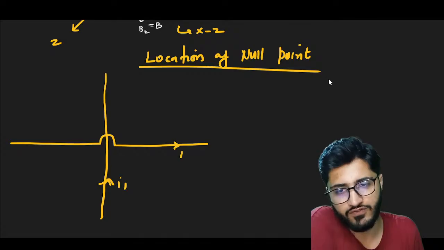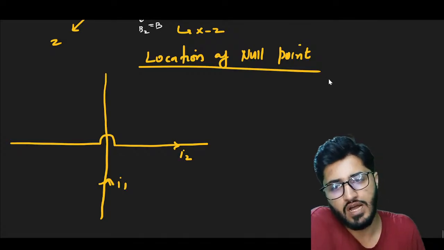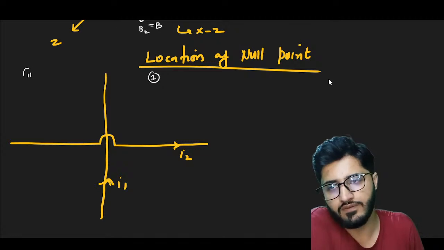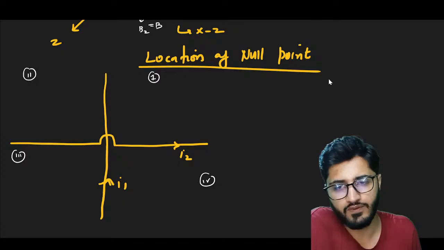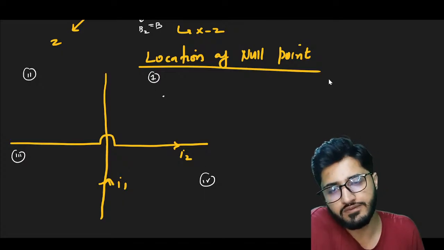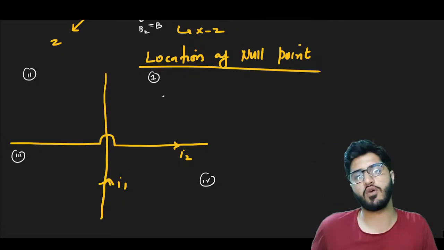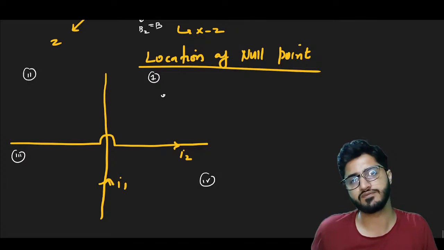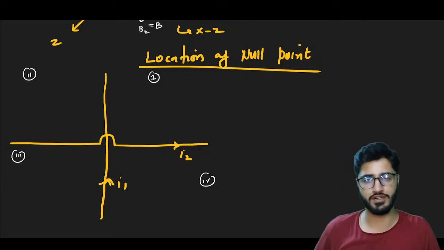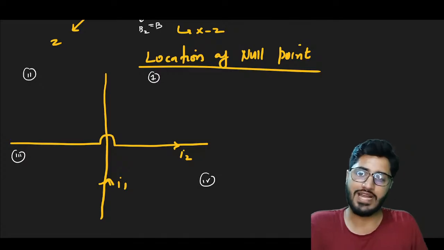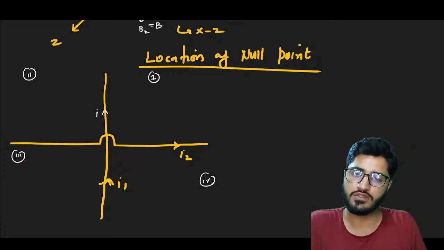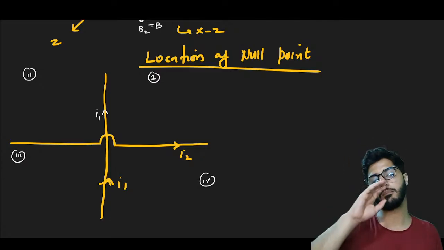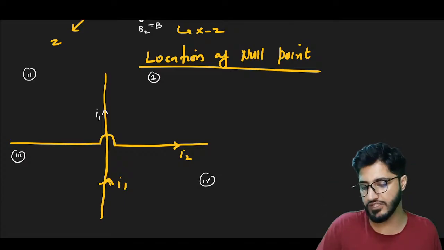Current I2 is flowing. Now, how many parts do we have? We have one part. We have a second part. We have a third part. We have a fourth part. Now, here we have a point, or any point. I won't specify any point in the first quadrant. We know that the I1 current is flowing upwards. So what will be the direction of the magnetic field in the first one?